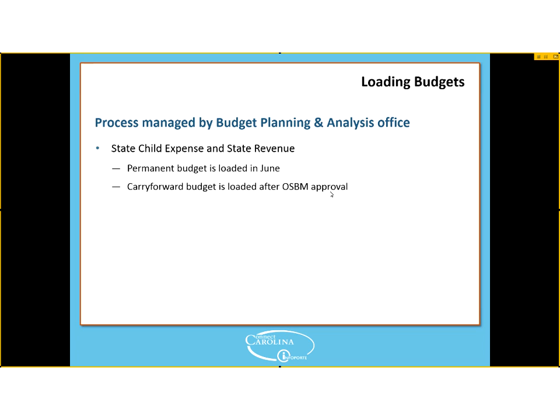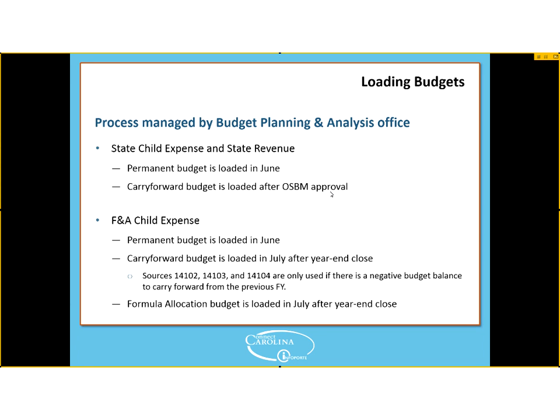And so just, again, that permanent budget, what we're talking about is 2018 in this case. Your 2017 budgets are already in there. We're talking about the 2018 budget that will be loaded. Your carry-forward budgets will be loaded after the university receives approval from the Office of State Budget Management. So if OSBM is a new term to you, that means Office of State Budget Management. And again, once they make their approval of the carry-forward, then those budgets will be loaded, again, by Budget Planning and Analysis.